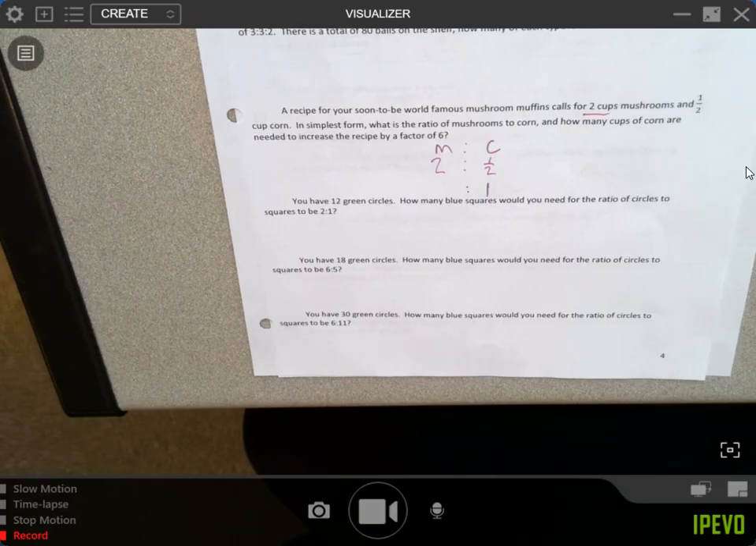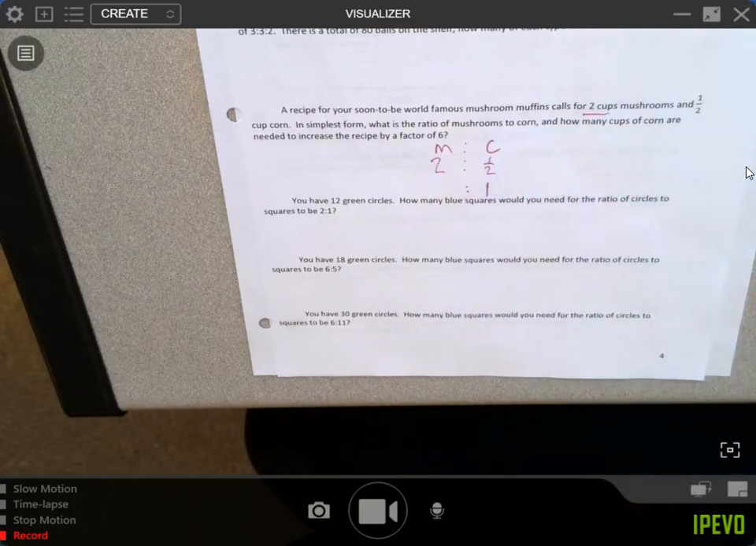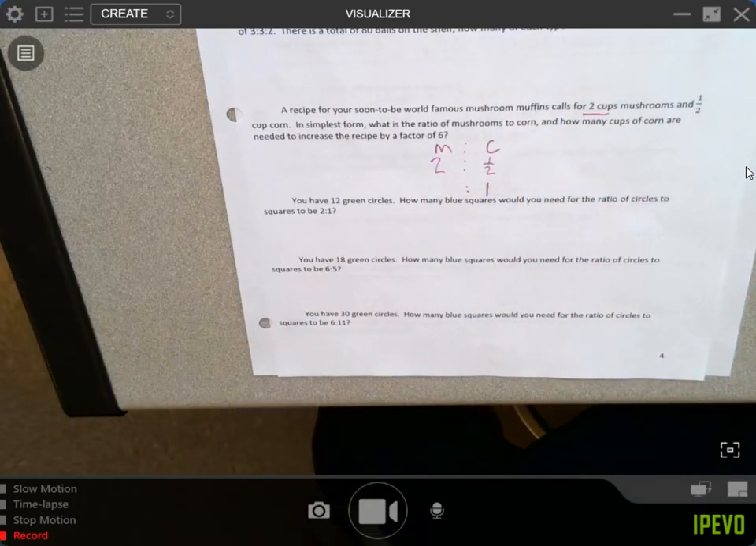Multiplying or dividing? Remember, when we work with scale factors, we're not adding, we're multiplying or dividing, because if I add a half here, I would have to add a half here, and they're not going to increase at the same rate. So when we're working with that simplifying, it's always looking at multiplying or dividing.